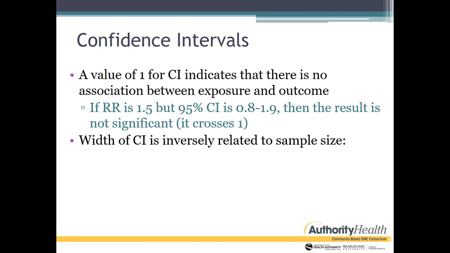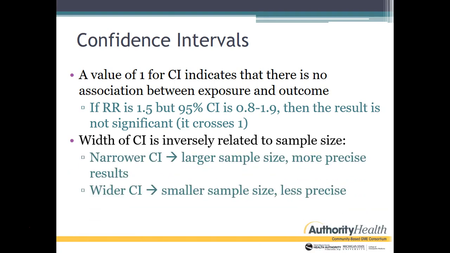So the width of the confidence interval is inversely related to sample size, like I just said on the last slide. A larger sample size has more precise results, which would result in a narrower confidence interval, whereas a wider confidence interval would result with a smaller sample size and would be less precise results.